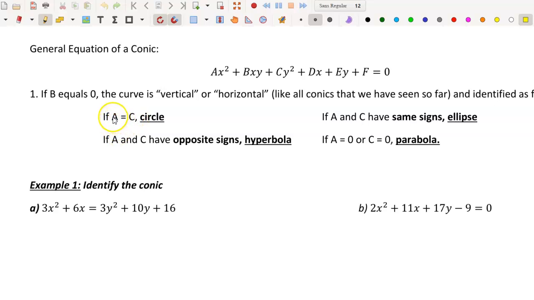So you look at all of them and say, well, if A equals C, it's a circle. If A and C have the same signs, like positive or negative, that's what they're talking about, plus or minus. So if they're both positive or both negative, we know it's an ellipse. If we have an opposite sign, so if you have a positive and negative or a negative and a positive, we know it's a hyperbola. And if we just have an x squared or a y squared, but not both, we know it's a parabola. So that means either A or C are 0.